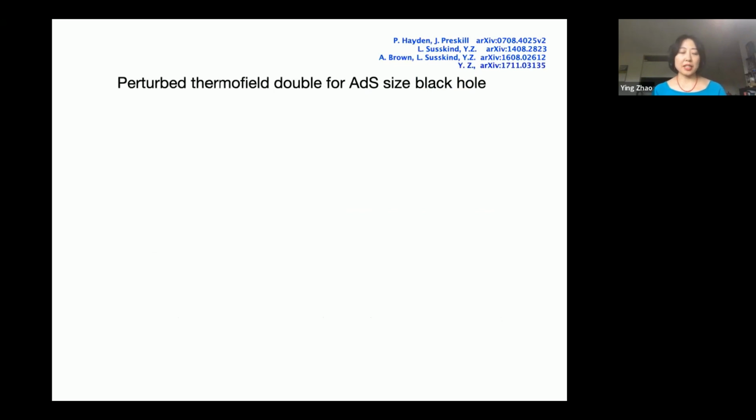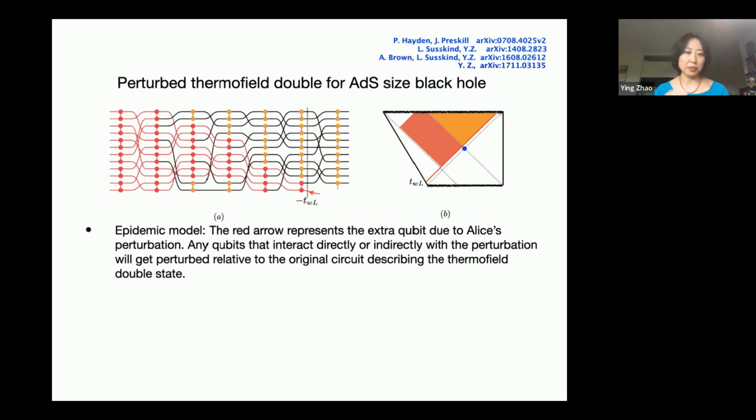Let's go to a slightly more complicated setup. We perturb the thermofield double, but we look at an AdS-sized black hole. We represent the perturbation by a so-called epidemic model. This red arrow represents the extra qubit due to, let's say Alice is the left side and Bob is the right side, Alice's perturbation.